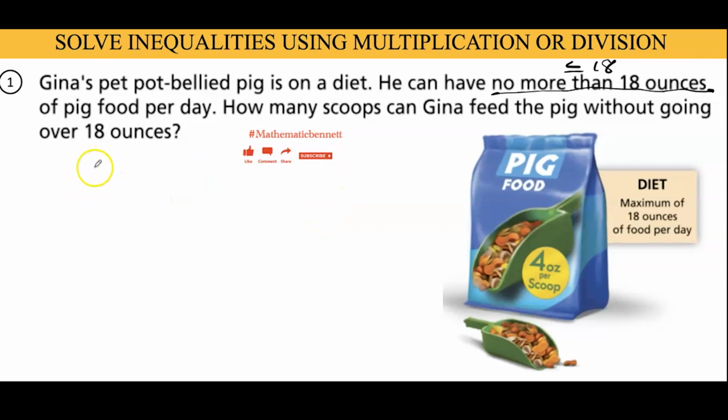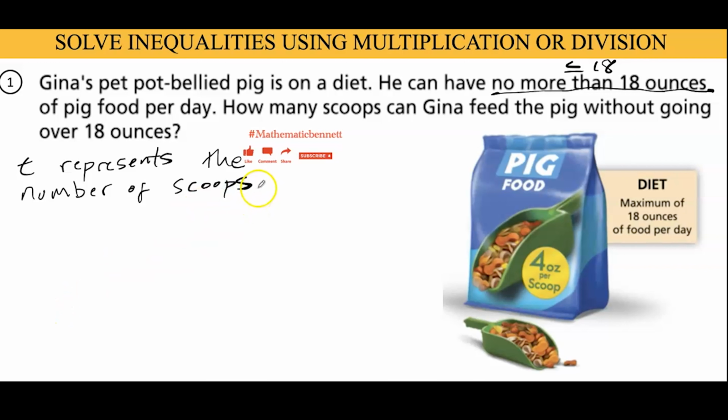So we need a variable, so we can let t represent the number of scoops. So we have t represent the number of scoops. So how many scoops can Gina feed the pig without going over 18 ounces? So we know that each scoop has 4 ounces.